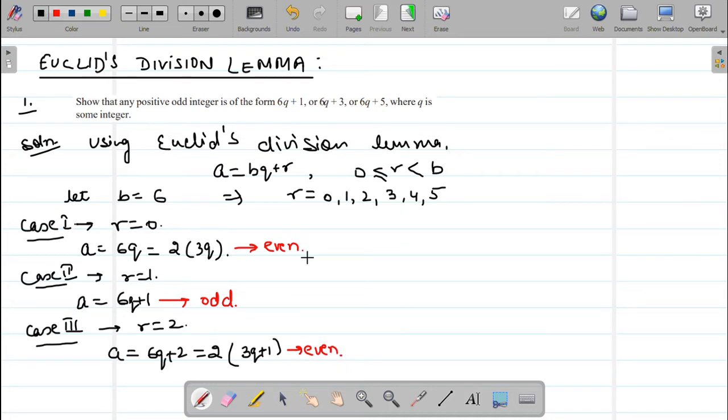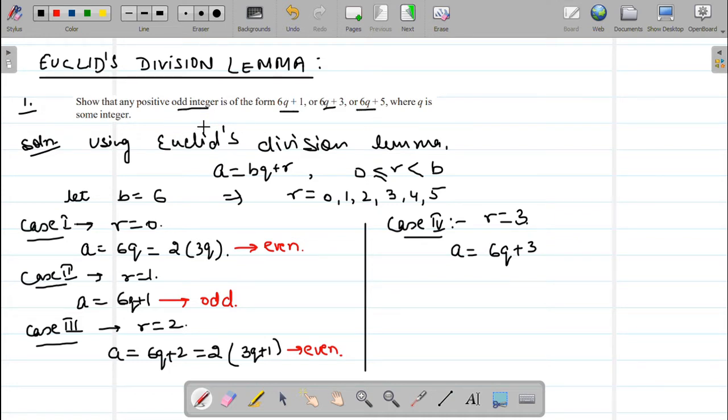Going further, I will take case 4 now. Case 4 will give me r equal to 3. So a comes out to be 6q plus 3. I can take a 3 common, if you will see. So this is of course a multiple of 3 but not a multiple of 2. And right now we have to differentiate them on the basis of evens and odds. 6q plus 1, 6q plus 3, 6q plus 5 should be the odd integers. So that is what we can see very clearly. This is an odd integer again. Okay, case 4 done.